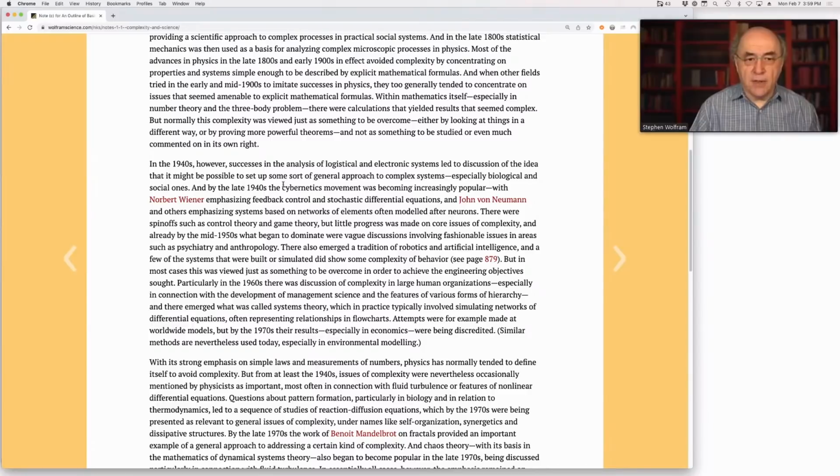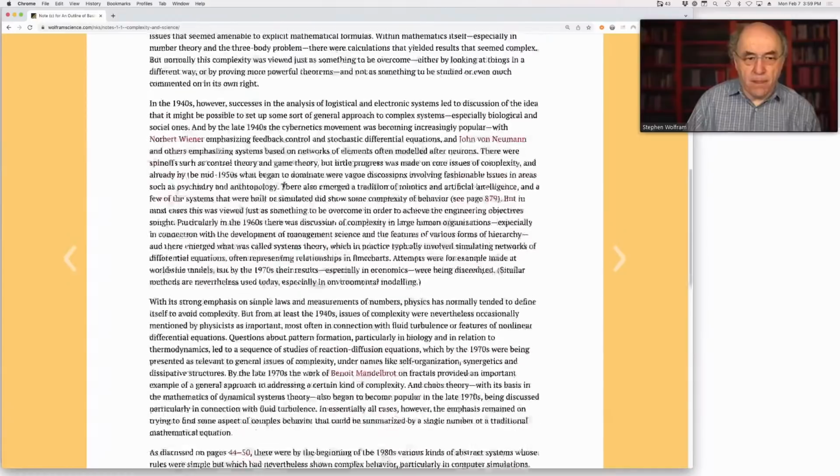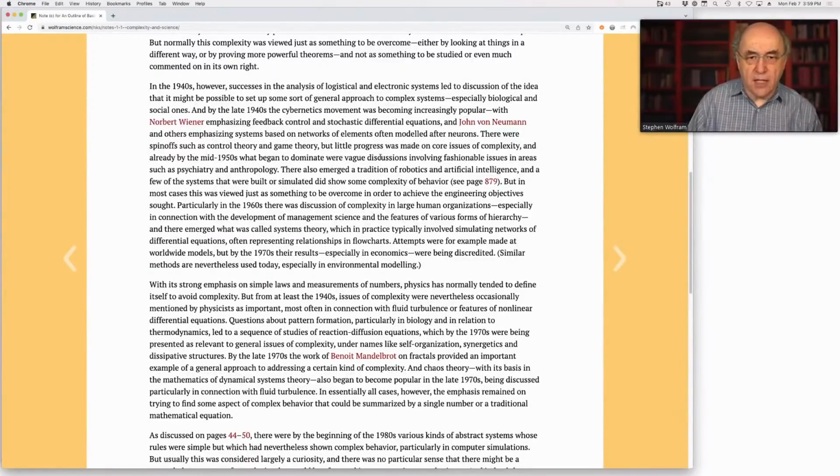It didn't really address the question of what complexity really is, or where it's coming from. Then that kind of merged into robotics, early AI, and early things about management science. That was a very early potential application for the ideas of understanding complexity, from the 1950s, when management science was really big.